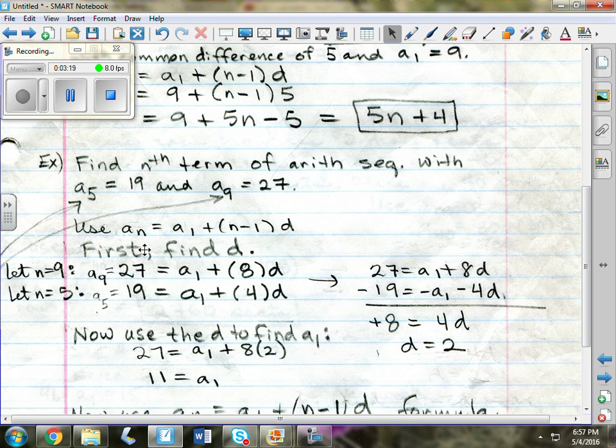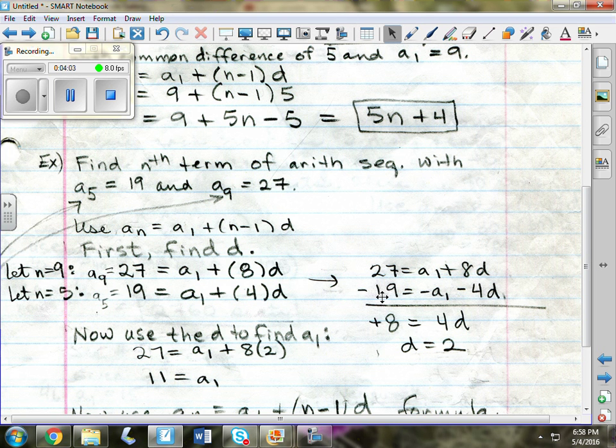So first, let's use a sub n equals a sub 1 plus the quantity n minus 1 times d. First of all, let's find d. So in our first use of the formula, we're letting n be 9. If we do that, then n minus 1 is 8. So I've got 27 equals a sub 1 plus 8d. In the next equation, I'm going to let n be 5. So a sub 5 is 19, because we're given that up here, is a sub 1 plus 4d, since n minus 1 is 4.